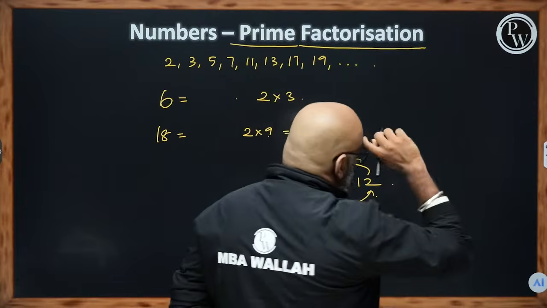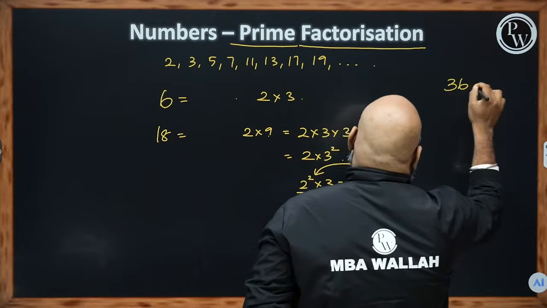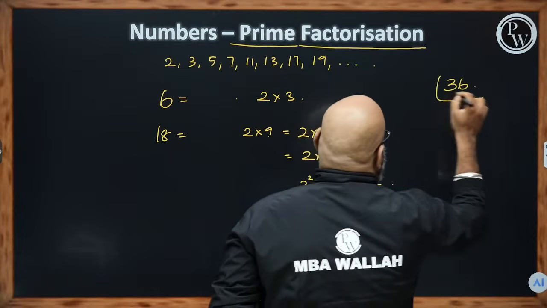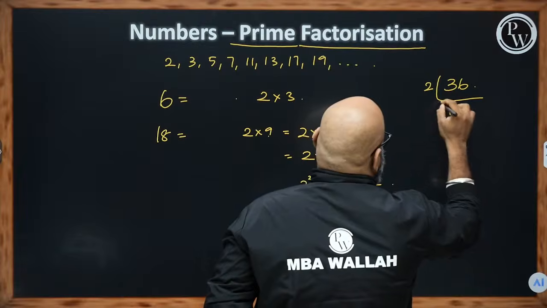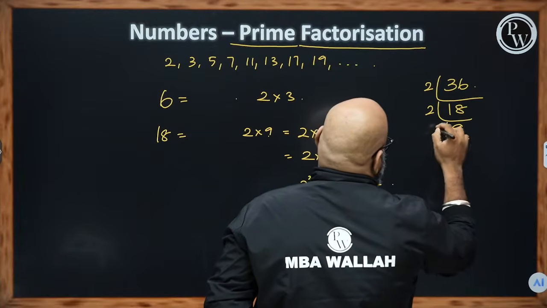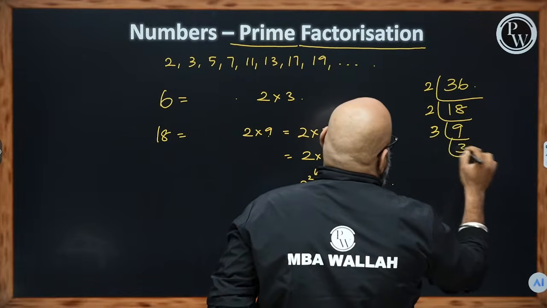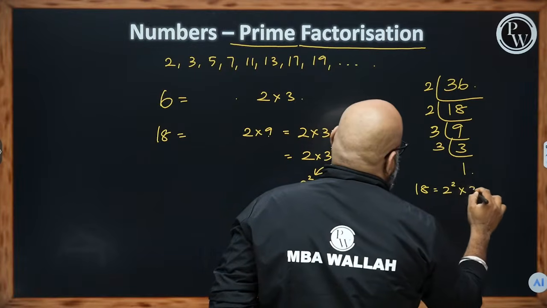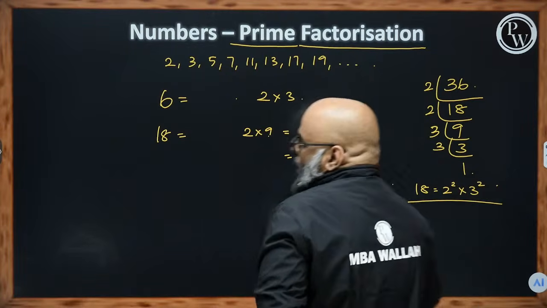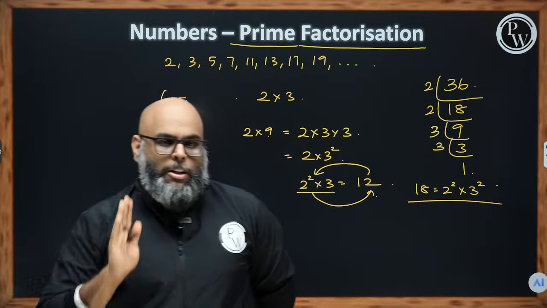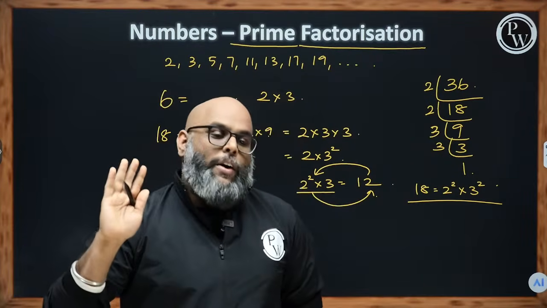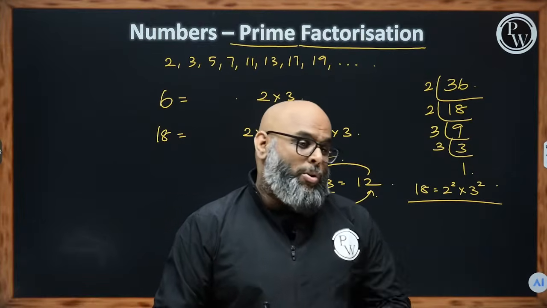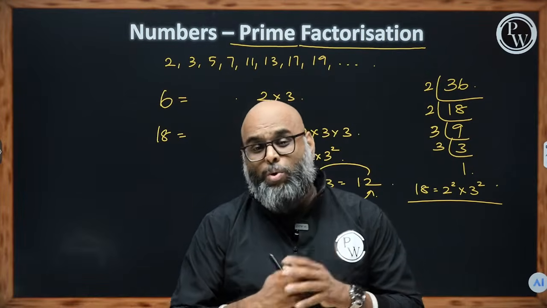If I give you a number like 36, what is the prime factorization of 36? We do it this way, the L method, right? 2 into 18, 2 into 9, 3 into 3, and then 3 into 1. So 36 is written as 2 square into 3 square. Well, that's how we all began. If you are still following this, not a problem. At some point, you'll have to come to a mechanism where you look at the number and know how to break it down.